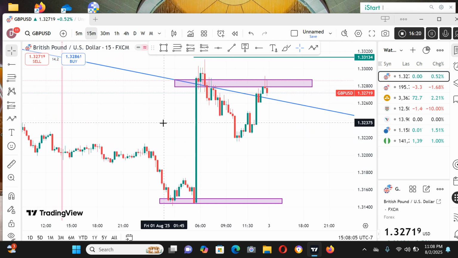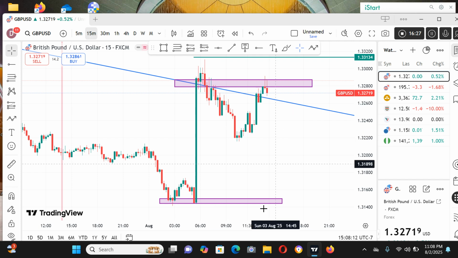The strategy still remains simple. I call it ACC: aggressive move, correctional move, and then continuation move.